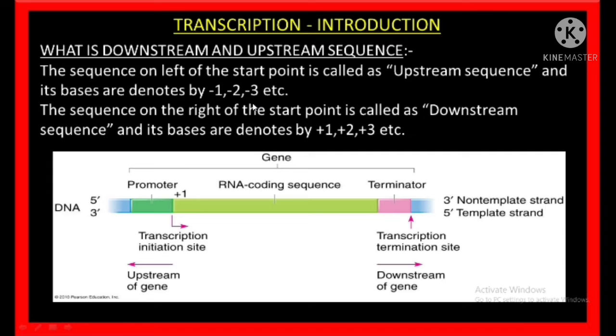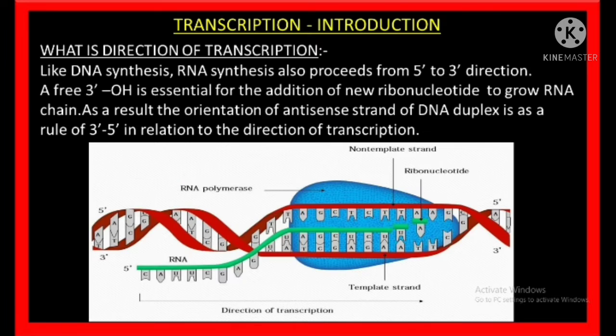These are the specific locations, and the sequence on the right of the start point is called the downstream sequence, and it is denoted by +1, +2, +3. So this is the right portion of the start point, and it is called the downstream sequence. And now we will talk about the direction of transcription.